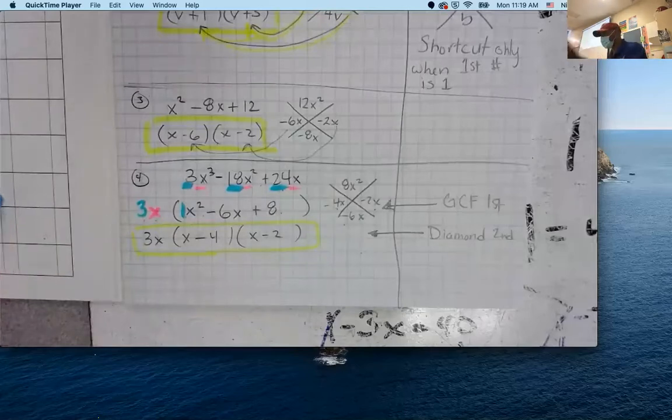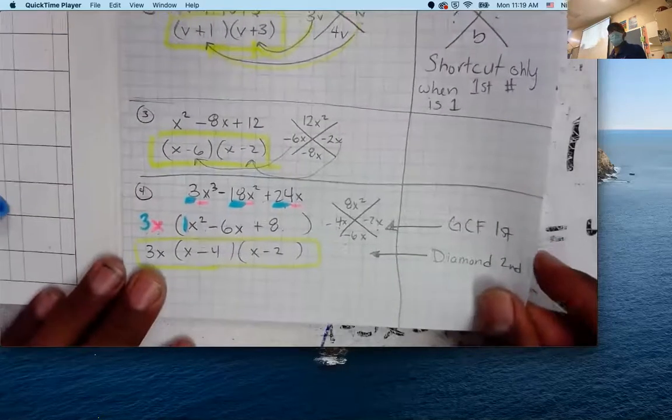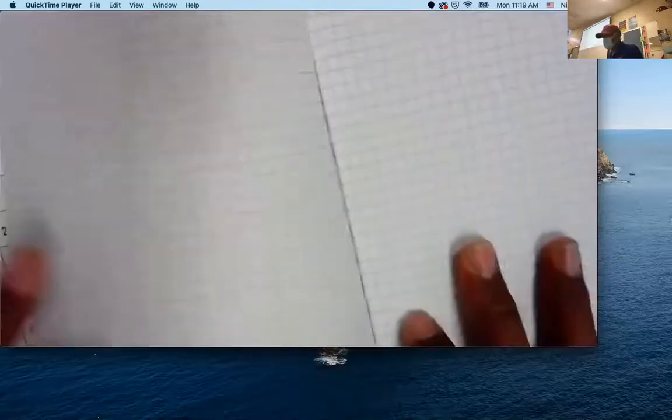So the last one I'm going to do is going to be factoring, but also solving at the same time. Okay, so last one.